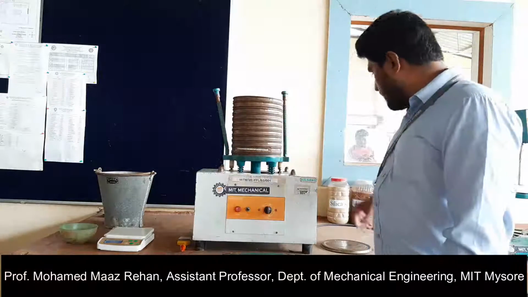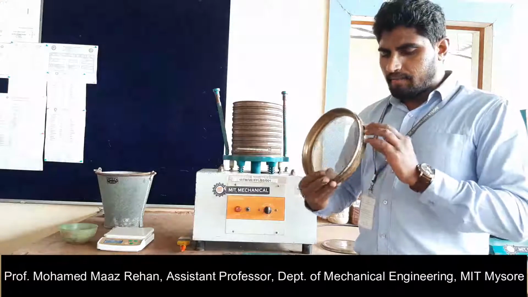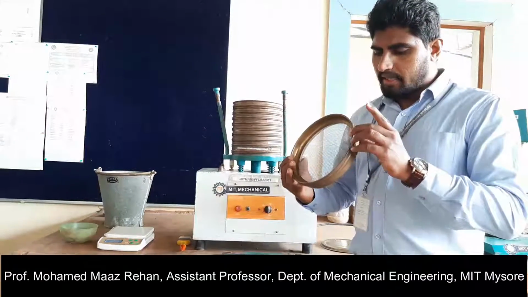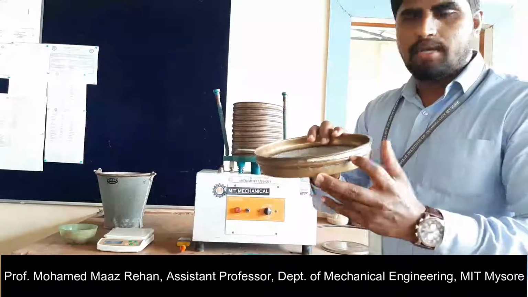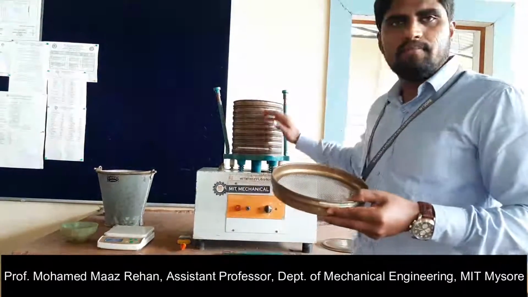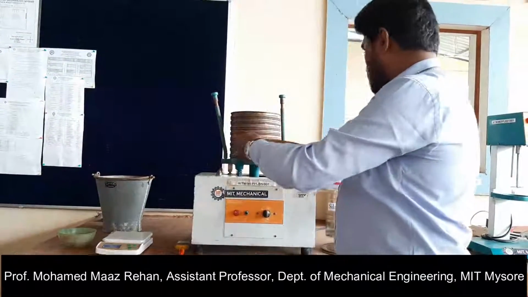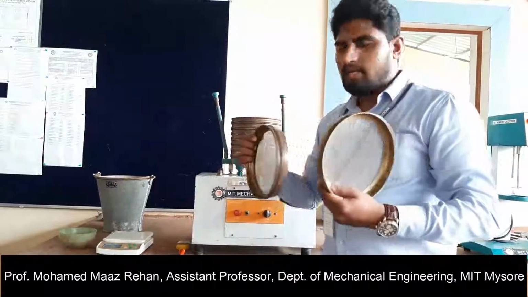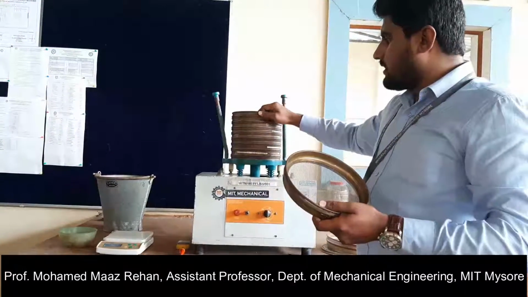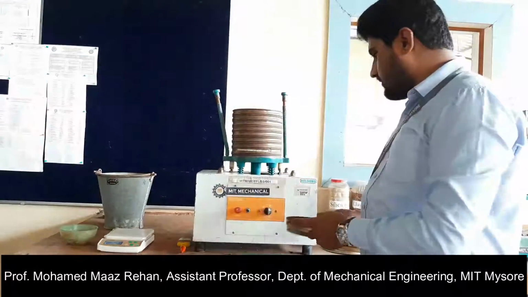So here we have different sieves. On the top it is 1700 microns, it is written here, 1700 microns, and we have different sieve numbers. We need to arrange them accordingly, so on the top it is 1700.